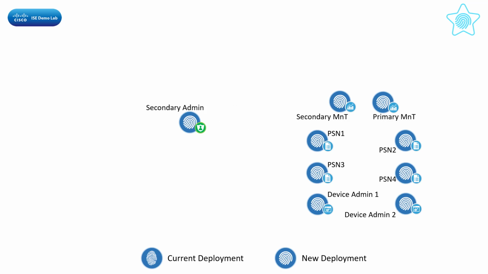While this node shuts down, log into the web GUI for the secondary admin node and navigate to Administration, System, Deployment. Click the hostname of the secondary admin node. On the next screen, click the Make Primary button.